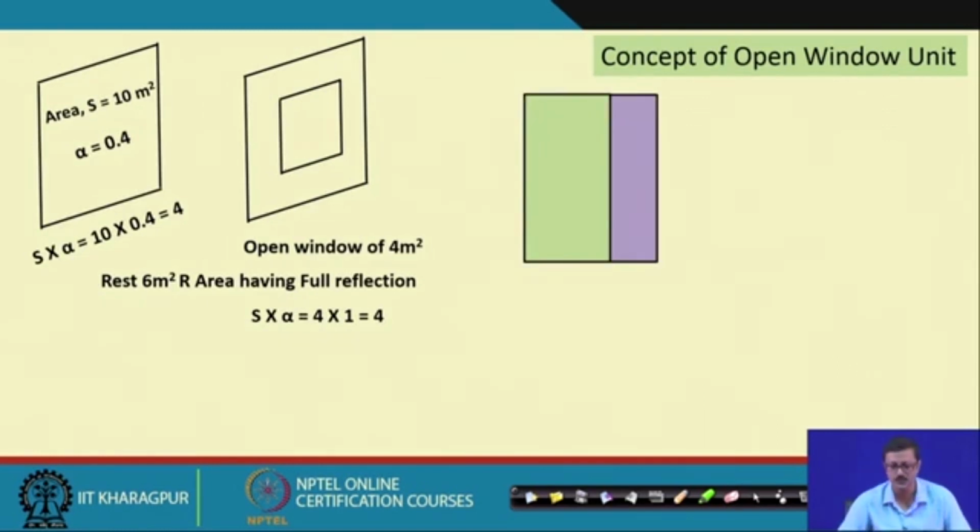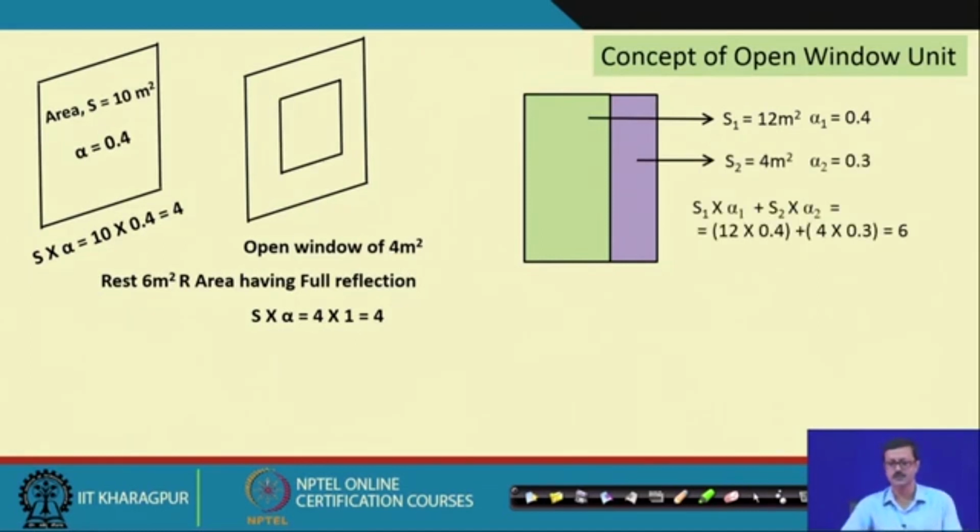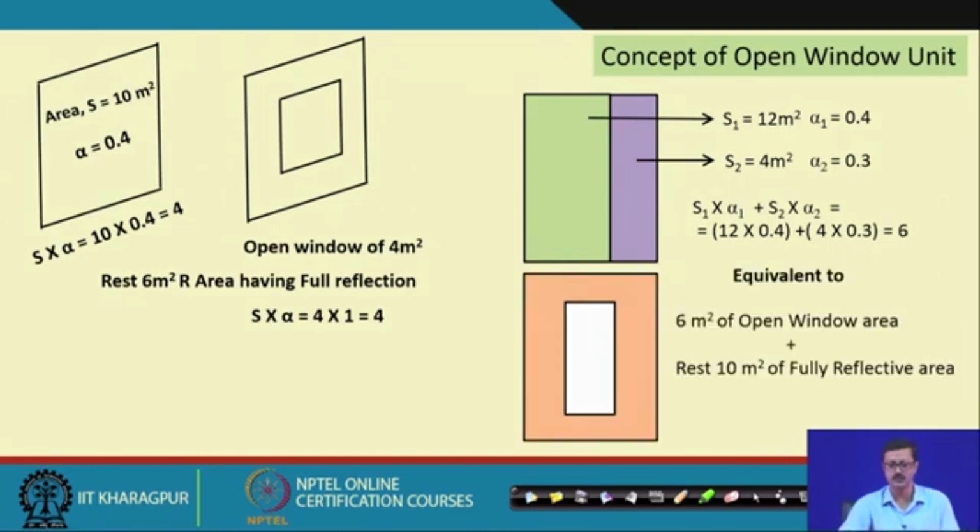So, very similarly, suppose there are two such panels, one is a green panel which is S1, the surface 1, is 12 meter square and alpha 1 is 0.4. And another is S2, which is a purple color, a little smaller in area, 4 meter square, and alpha 2 of that is 0.3. So, the sum of both the S alpha products is 6. So, I can say from the earlier concept, this 6 is going to be like 6 meter square of open window area, and the rest, 10 meter square of this particular wall, is fully reflective.